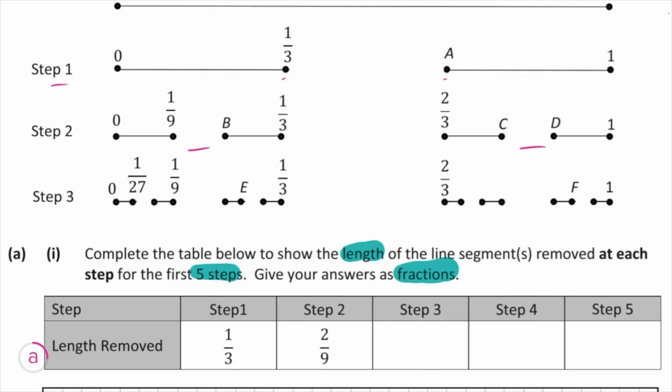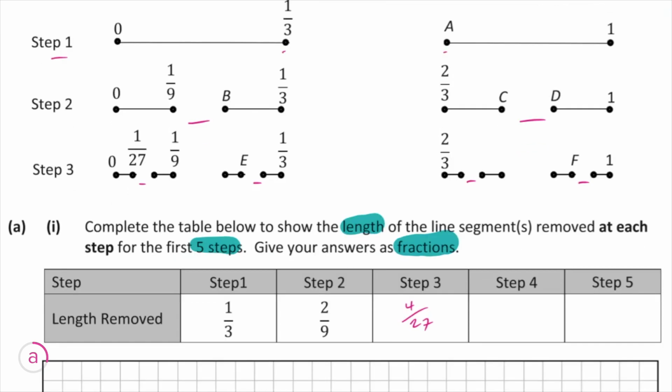Step 3 removes 1/3 of these line segments, which is 1/3 to the power of 3, because we're on the 3rd step now and that's a pattern, so we're actually removing 27ths. So we remove 1, 2, 3, 4 of those. It's pretty clear what kind of pattern is forming here, because we're just multiplying the length removed in the previous step to find our new fraction. Basically the top line is being multiplied by 2 and the bottom line is being multiplied by 3.